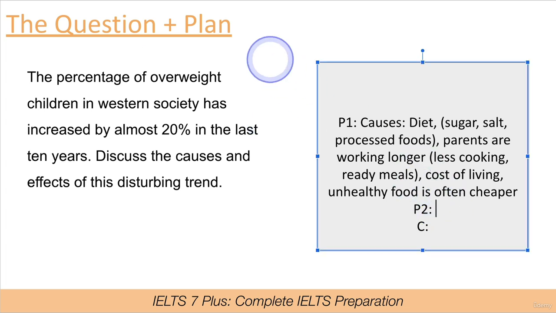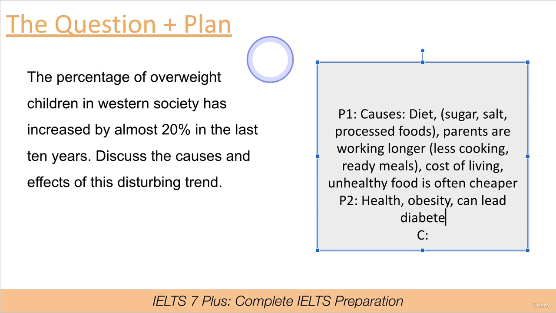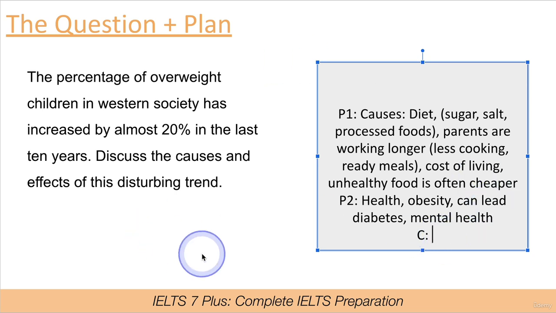Okay, so then what are the effects of this trend? Well, of course, health. This can lead to obesity, which can lead to diseases like diabetes, which is a growing problem in society. And also mental health can take a toll. For example, children can have self-esteem issues, or potentially at school might be bullied for this. So mental health is also an issue there.